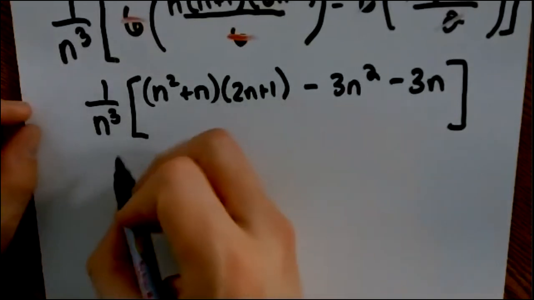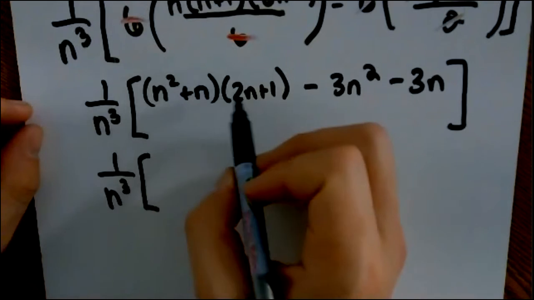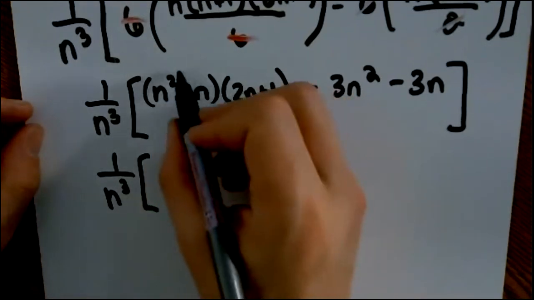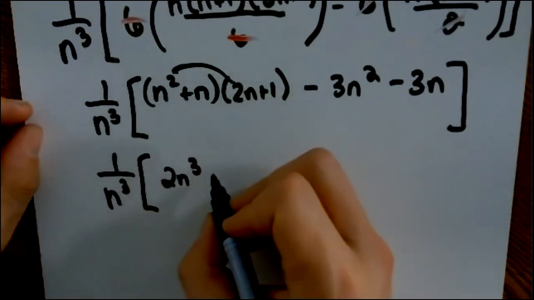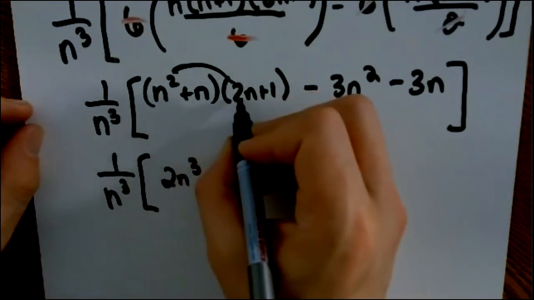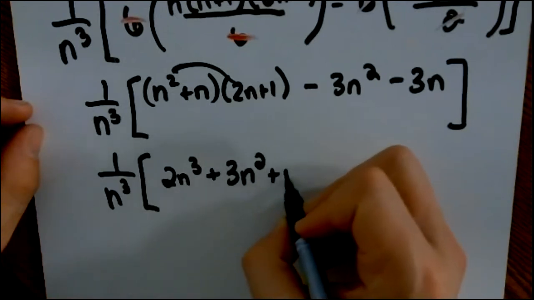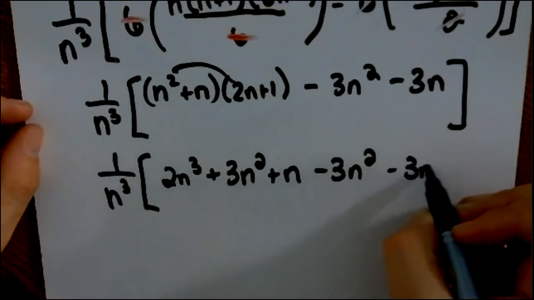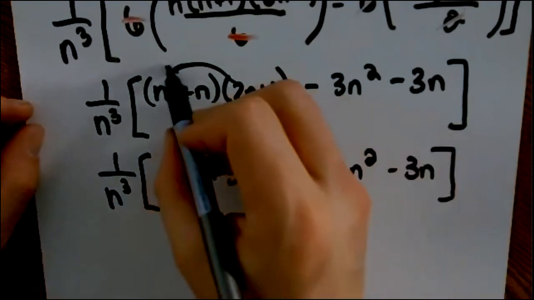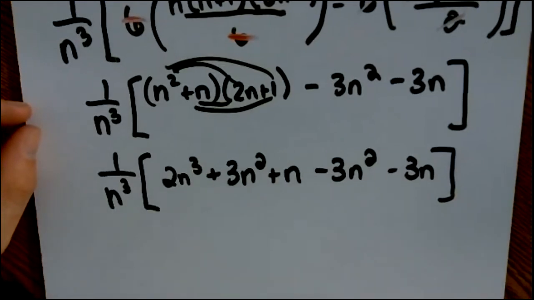I'm going to FOIL these together. I'm going to keep this 1 over n to the third out there. If I FOIL them together, n squared times 2n, n squared times 1, and then n times 2n squared gives us 2 and 1, which is 3n squared, and then plus n, minus 3n squared minus 3n. So I just FOILed this out, combine my like terms, and I get this.